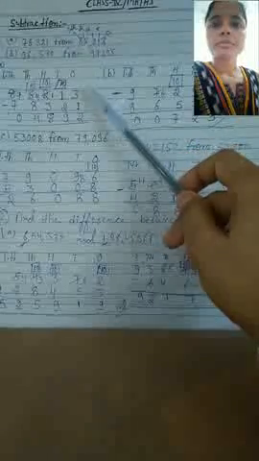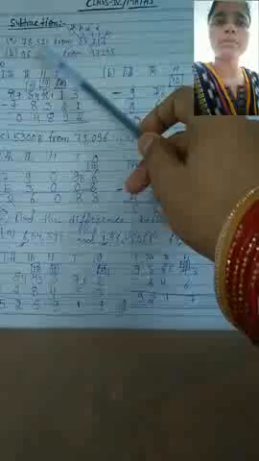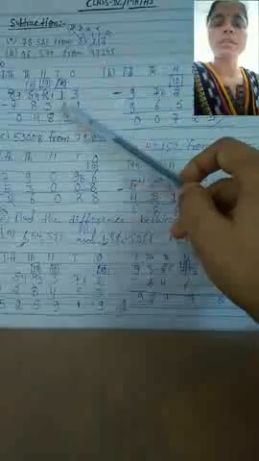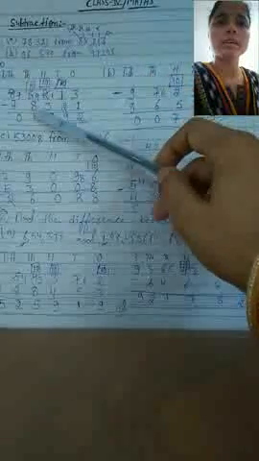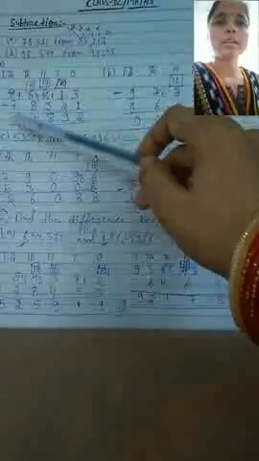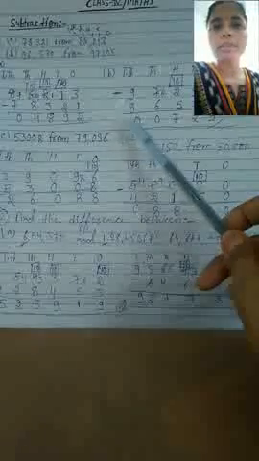Again, in the ones place of the second number we will write 1, then 2 in the tens place, 3 in the 100 place, 8 in the 1,000 place, and 7 in the 10,000 place. Now we will subtract the numbers.